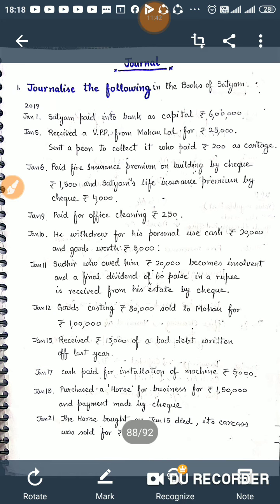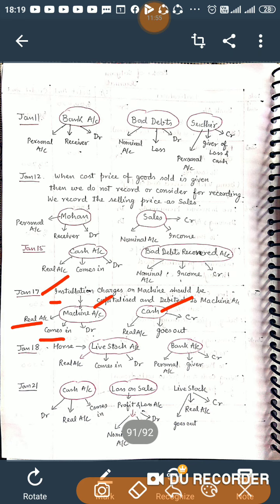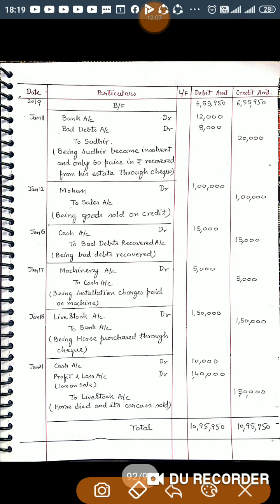So again in this case, two accounts are involved. Installation charges will be debited to the machine account. So the machine account is involved and the cash account is involved. Machine is a real account, it is coming into the business and it should be debited. Cash is a real account, it is going out from the business, so it should be credited. So the journal entry will be January 17, machinery account debited with 5,000, to cash account with 5,000, being installation charges paid on machine.